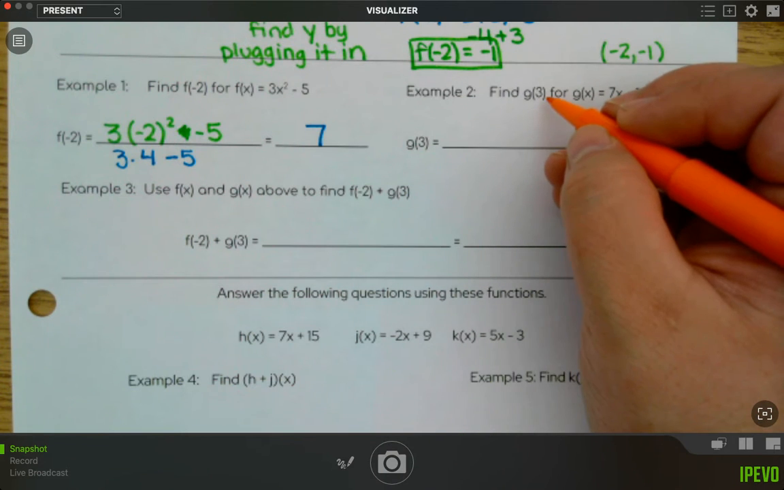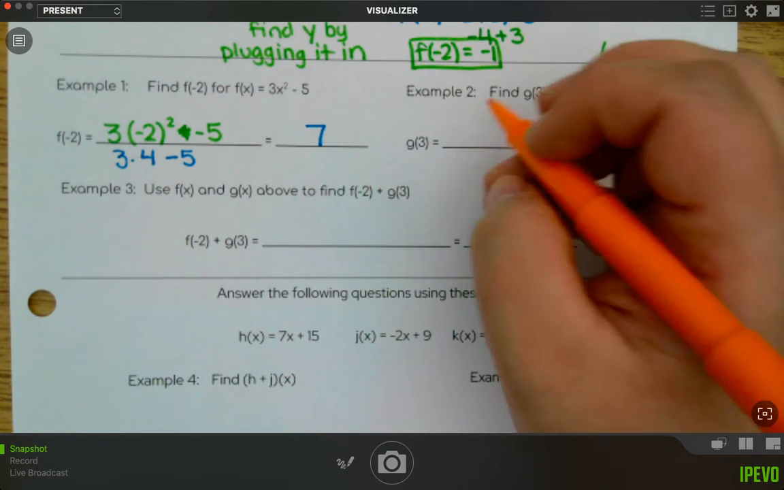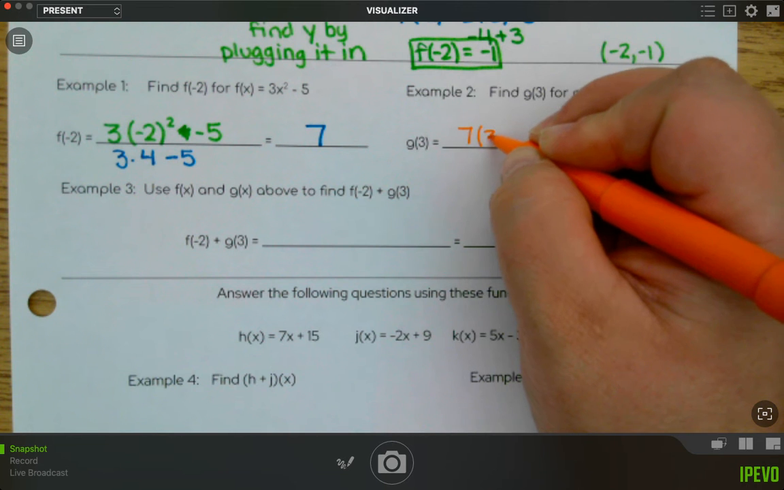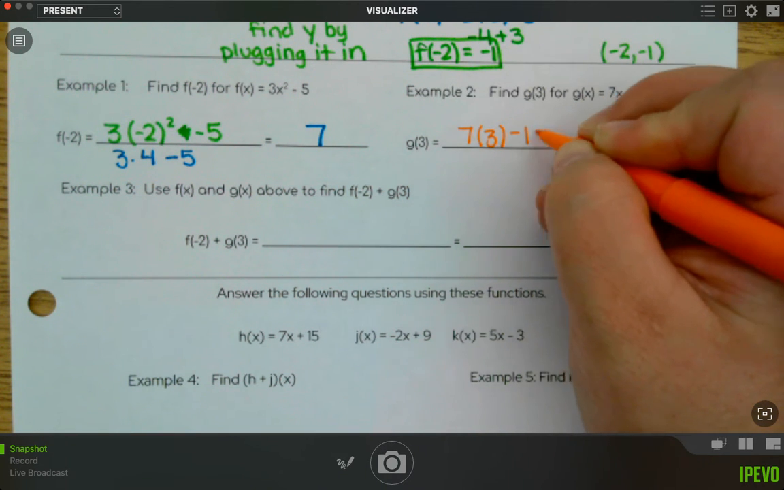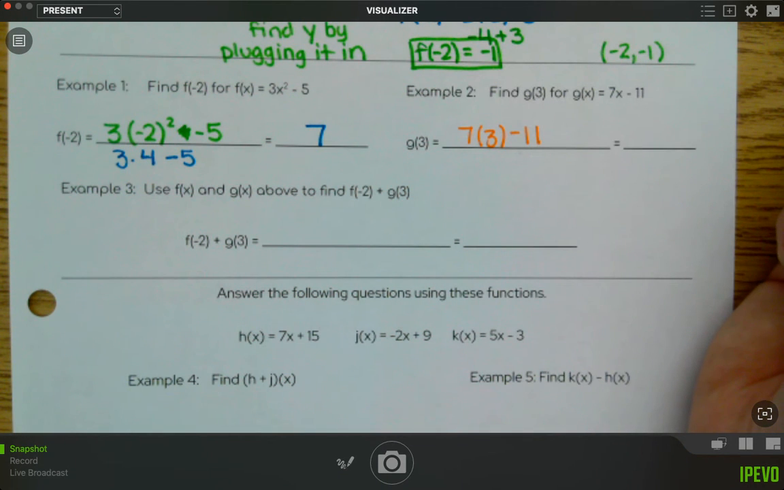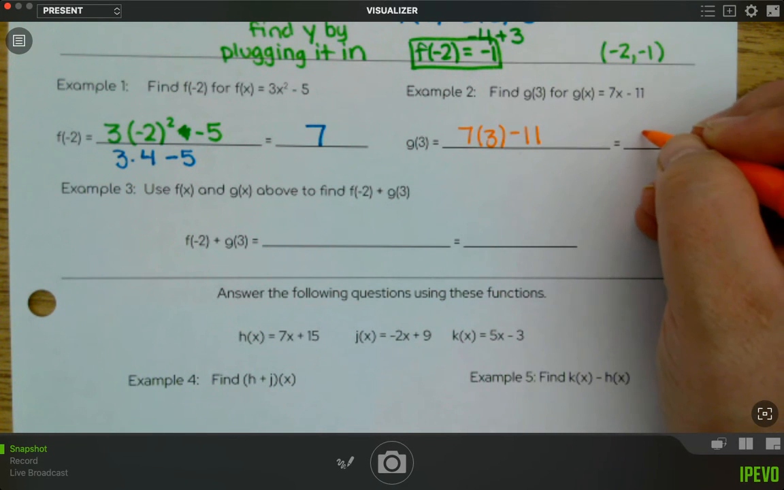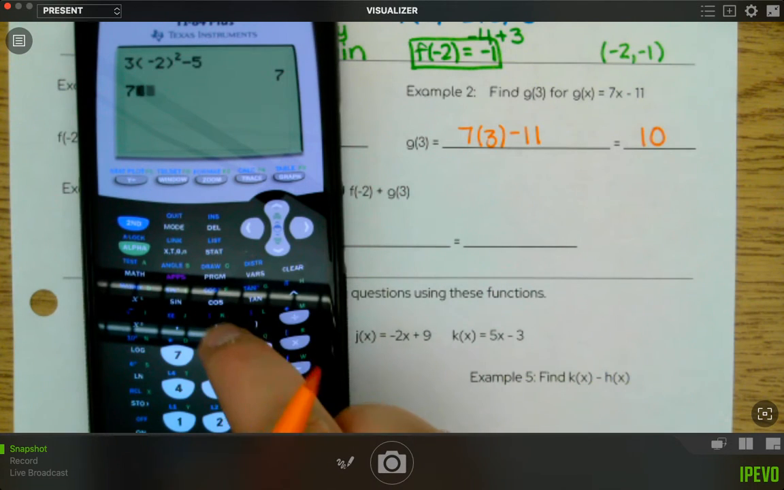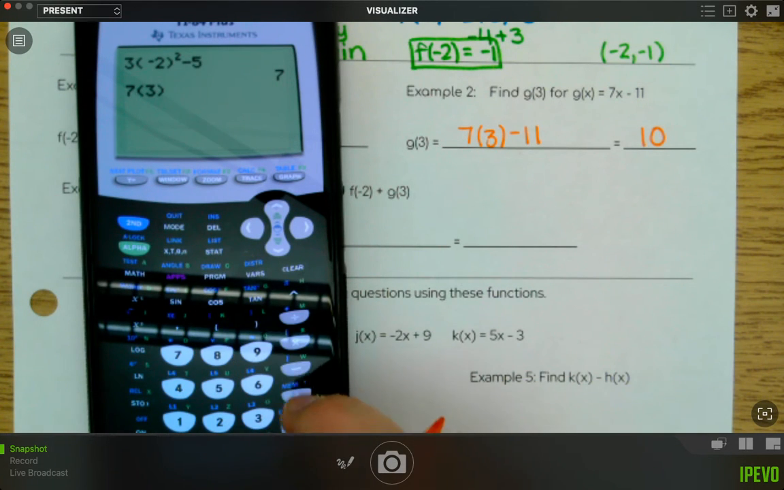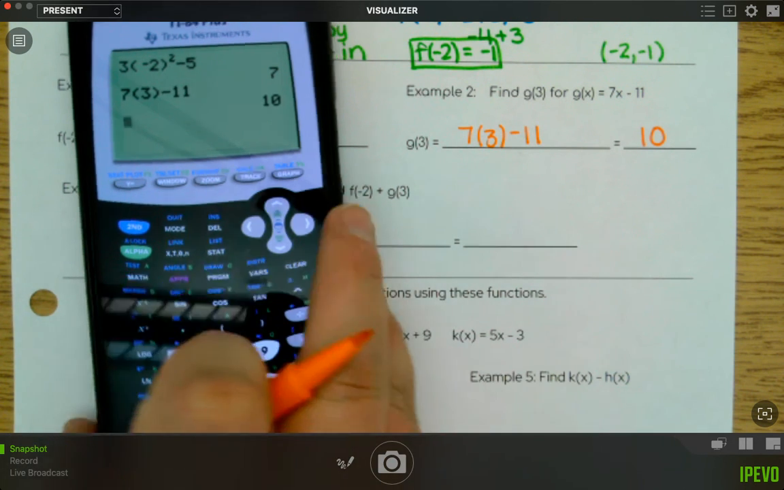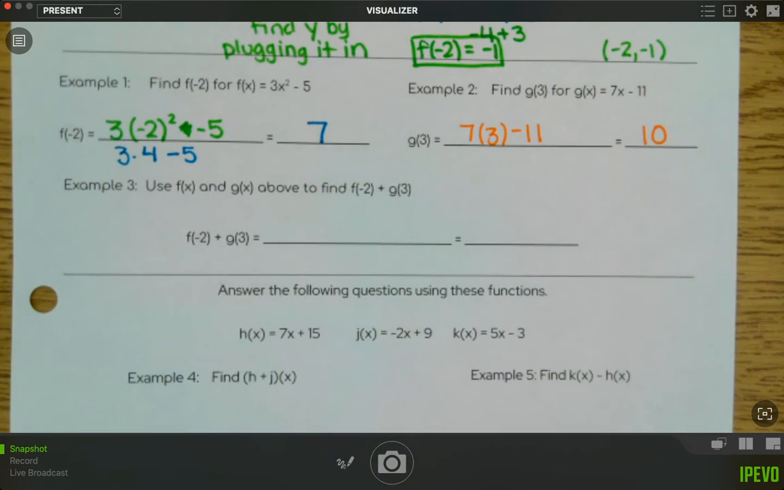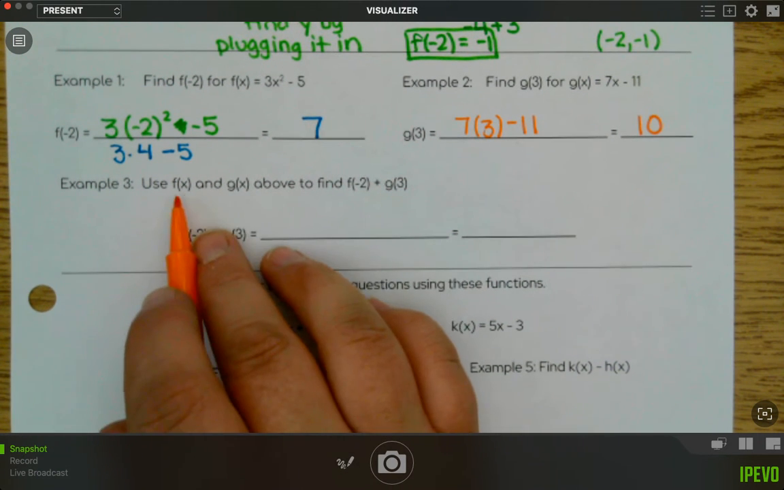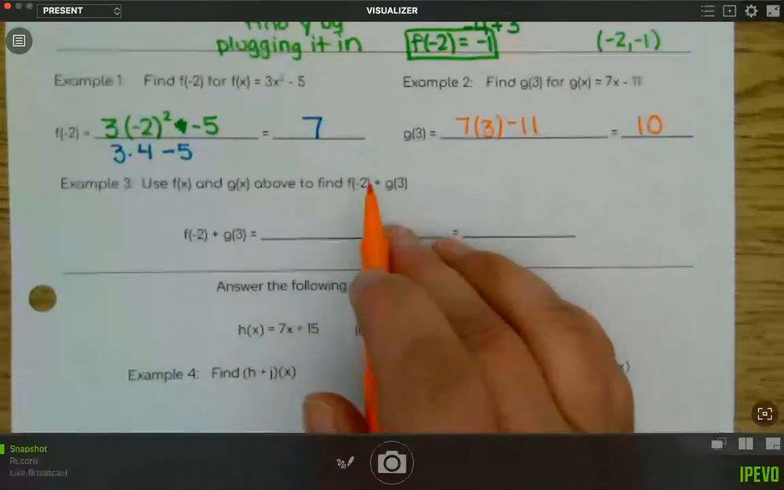Okay, and then coming over here, 3 is going to get plugged in for the x next to the 7. So really, it's 7 times 3 minus 11. 7 times 3 is 21. 21 minus 11 is 10. Or 7 parentheses 3 parentheses minus 11. Same thing.